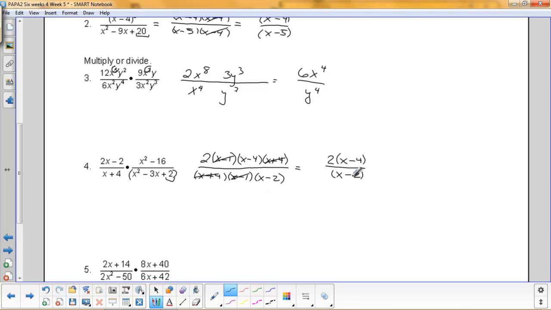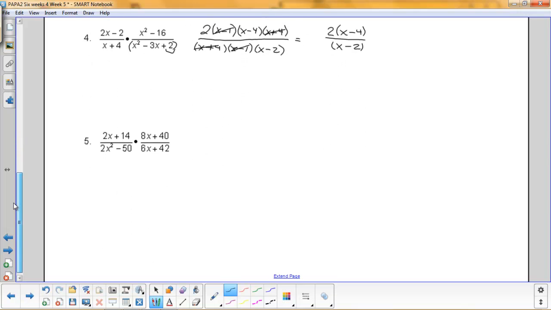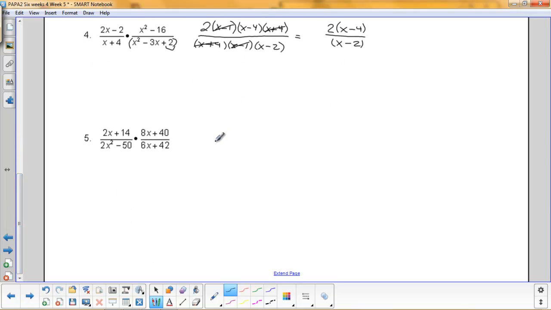Notice the 2 is part of a quantity, so it will not cancel with the other 2. Please do not get in the habit of trying to cancel things more than necessary. Right? Question number 5. Now you notice there's a whole bunch of binomials, so we're going to have to simplify them as best we can.